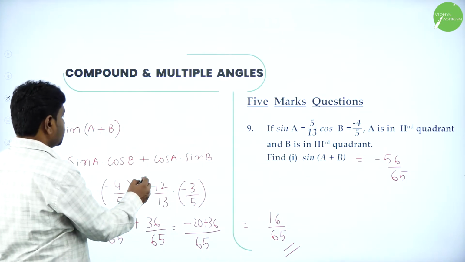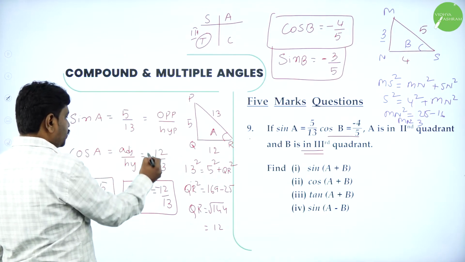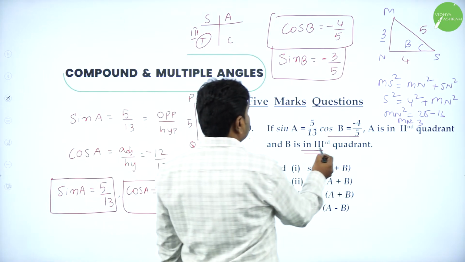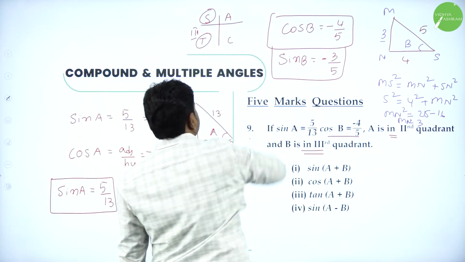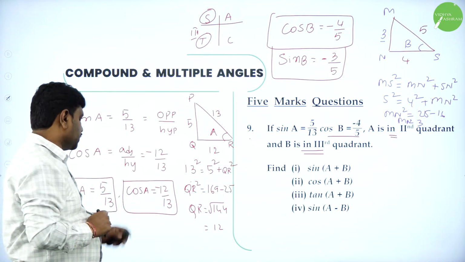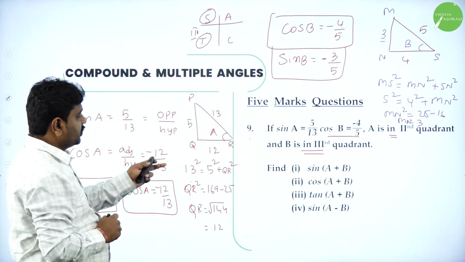16 by 65, because cos A is what? See dear students, cos A will get 12 by 13 but I should take minus 12 by 13. Why minus? Because A is in which quadrant? They mentioned A is in second quadrant. In second quadrant only sine is positive but cos is negative. So I should take cos A as minus 12 by 13. Sine A 5 by 13, cos A minus 12 by 13 and solve it.